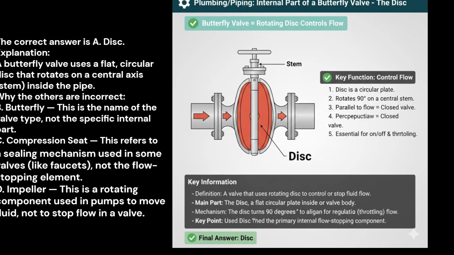B. Butterfly. This is the name of the valve type, not the specific internal part. The part itself is called a disc. C. Compression seat. This refers to a sealing mechanism used in some valves, like faucets, not the flow-stopping element. D. Impeller. This is a rotating component used in pumps to move fluid, not to stop flow in a valve.